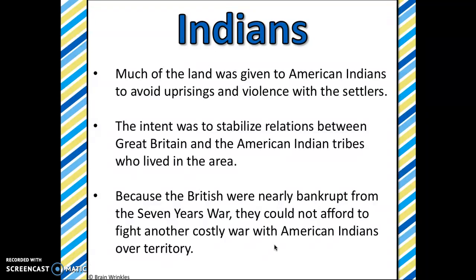Great Britain was already almost at the brink of bankruptcy. They could not afford another war. So because of that, they decided they were going to give some land to the Indians to appease them. Because the British were nearly bankrupt from the Seven Years' War, they could not afford to fight another costly war with American Indians over territory.